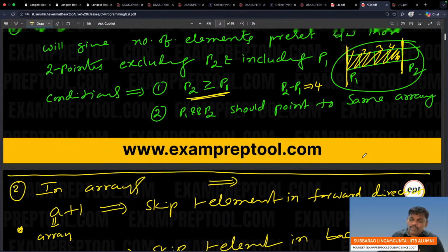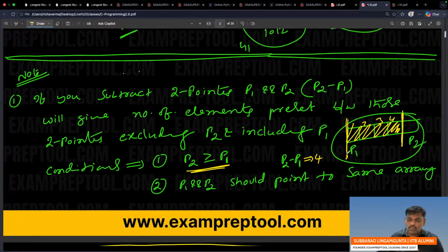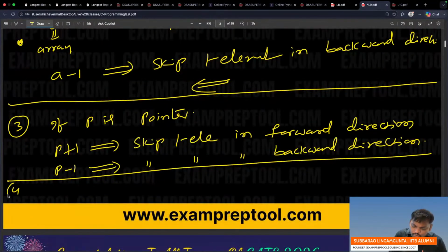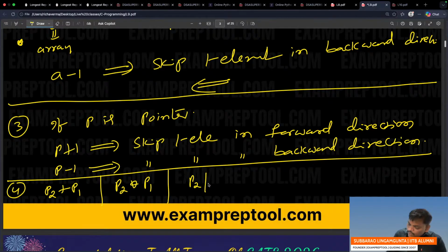Many people know. If anyone doesn't know, please take these notes also. Note 1, note 2, note 3. Let's see note 4. Note 4, everyone listen. P2 plus P1, remember P1 and P2 are pointers, P2 into P1, P2 divided by P1. Can you see all of this?